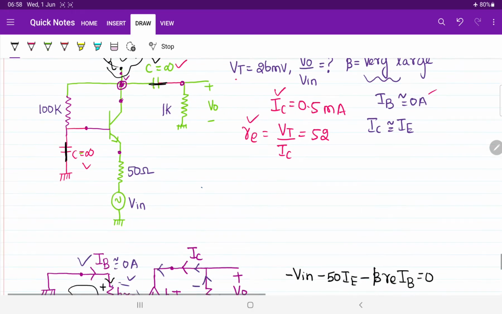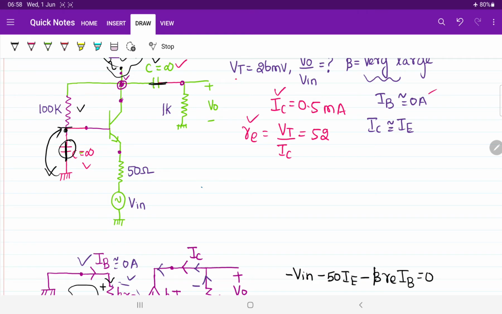After that, come back to the base terminal. Since this base terminal is directly connected to the ground now, when we are short circuiting this capacitor, directly this ground will be existing here. It means this 100 kilo ohm resistor is also directly connected with the ground and that base is also directly connected with the ground. So what we can do is, we can draw a line like this. So this resistor will be directly connecting with the ground, base also directly connecting with the ground. Can I do like that?